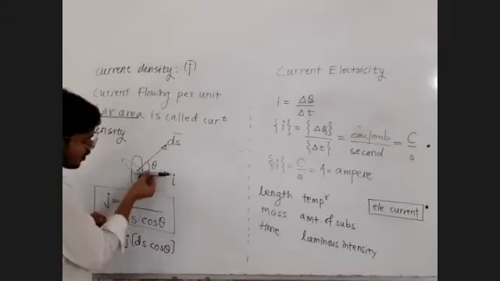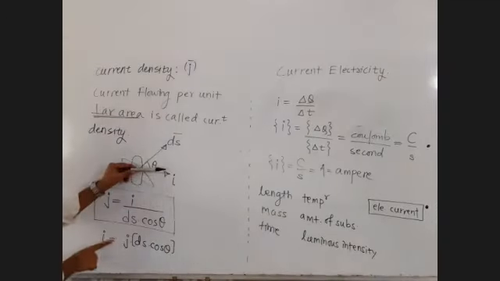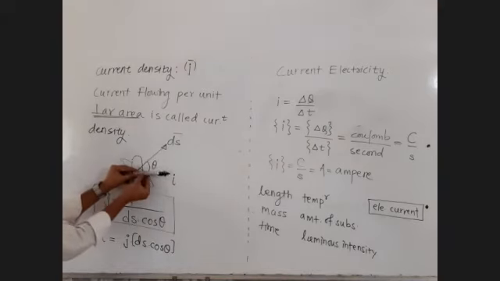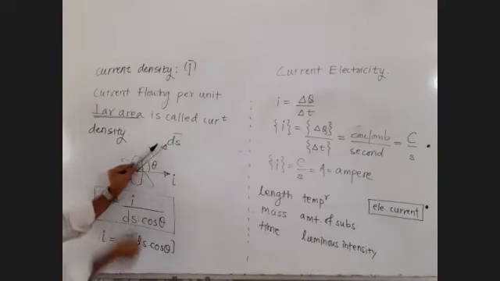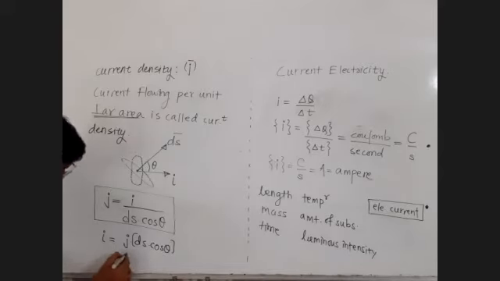Current density is always in the direction of current. So current density J bar is in the direction of current. Area vector ds bar is like this. So magnitude of first vector into magnitude of second vector into cos of angle between them. So it's a dot product, sir. Yes, it is J bar dot ds bar. That's the current through a small area ds. Current through a small area ds is equal to J bar dot ds bar.